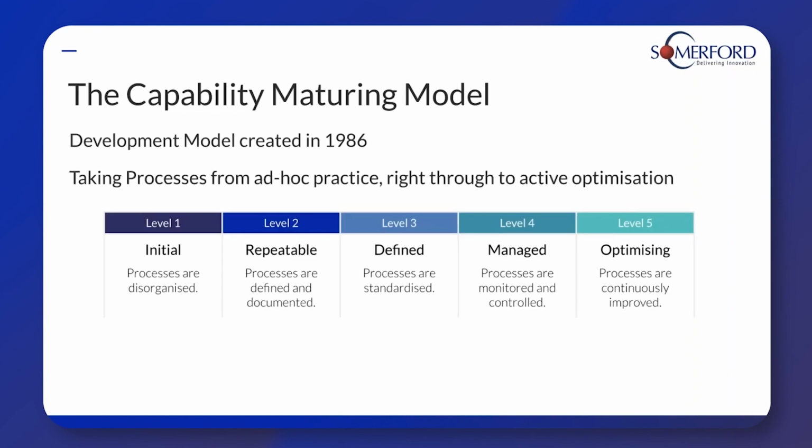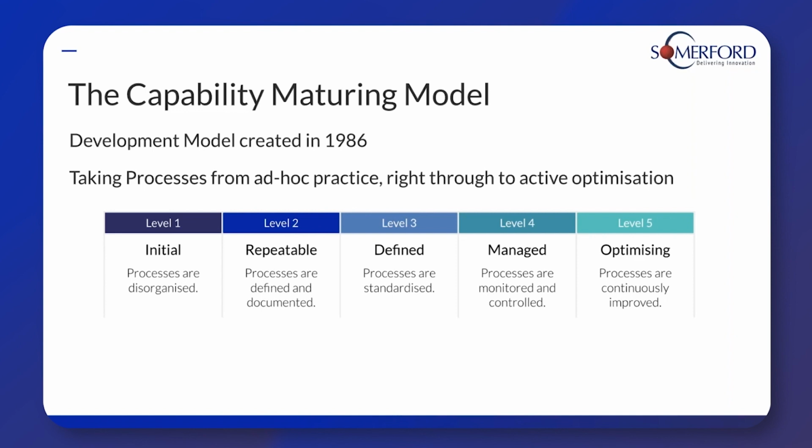So it's really about taking processes from ad hoc practice right the way through to active optimization. And there are 5 levels to it, essentially, from an initial point where things are disorganized. Processes are disorganized. It's very difficult to standardize or do anything particularly with them. We're just very reactive, right?